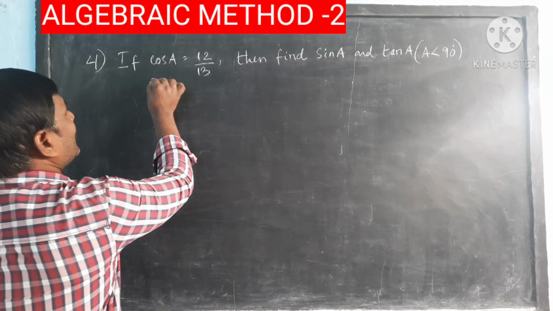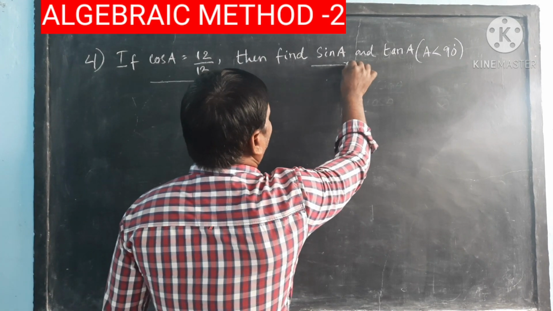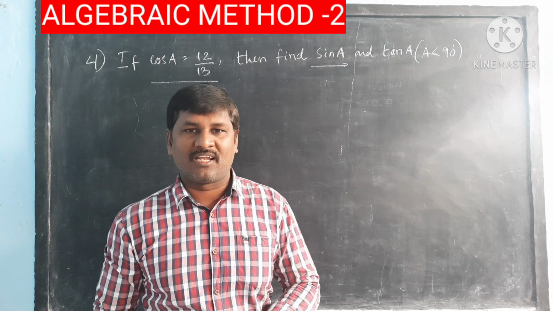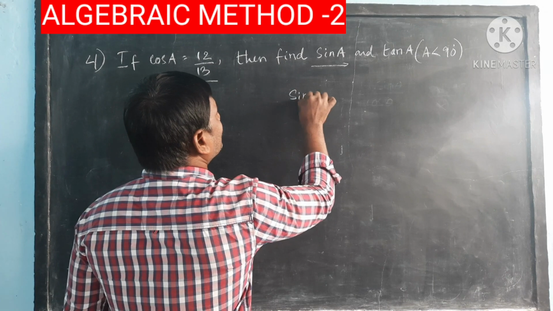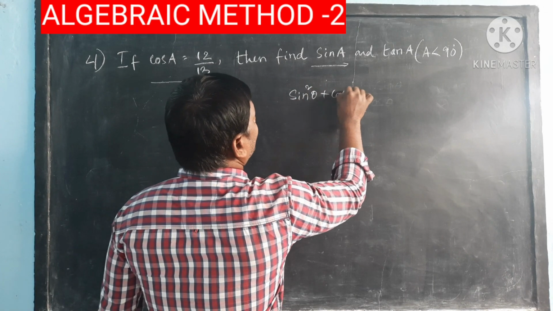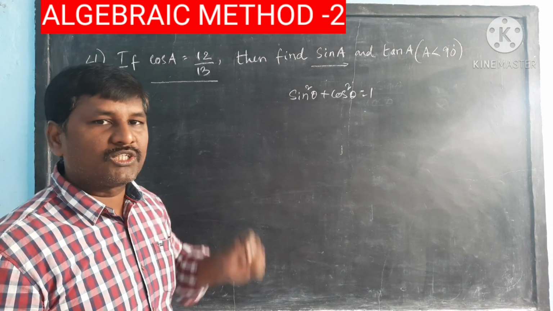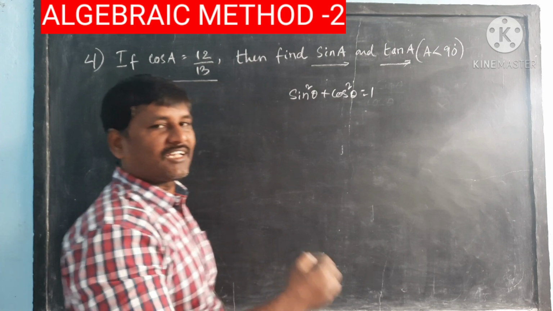The trigonometric ratio given is cos A is equal to 12 by 13, and we are asked to find sin A. That means we have to use the trigonometric identity that relates sin and cos. We know that the trigonometric identity relating sin and cos is sin square theta plus cos square theta is equal to 1. If we use this identity, you can find the value of sin A and tan A. Now let's start the solution.